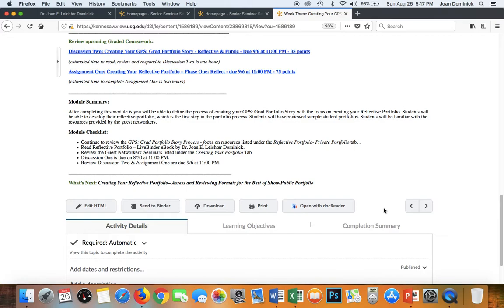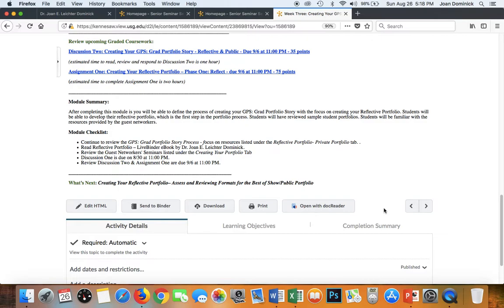Students will have reviewed sample portfolios. Students will be familiar with the resources provided by the guest networkers in that related area. Module checklist. Continue to review the process of the portfolio, GPS process, specifically the reflective portfolio. Read the reflective portfolio live binder. Just review it. Review the guest networkers with related seminars under the Creating Your Portfolio tab.